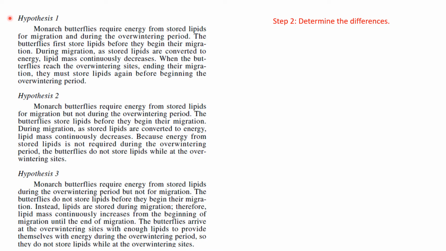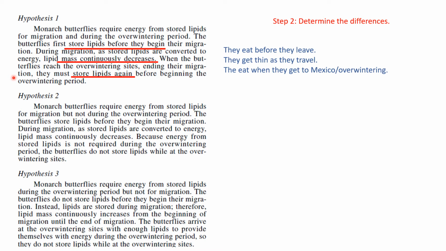In hypothesis 1, monarch butterflies require energy for stored lipids for migration and during overwintering. The butterflies store lipids before they begin their migration. During migration, as stored lipids are converted to energy, lipid mass continuously decreases. When the butterflies reach the overwintering sites, ending the migration, they must store lipids again before beginning the overwintering period. So they eat before they leave, they get thin as they travel, and they eat again when they get to Mexico for overwintering.